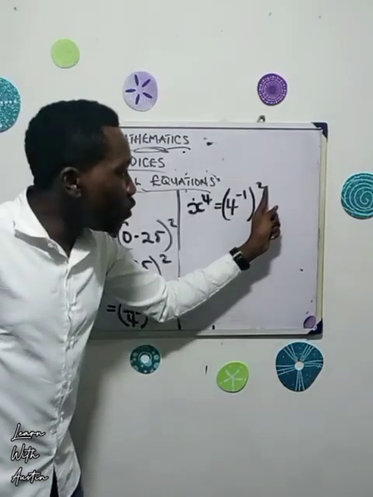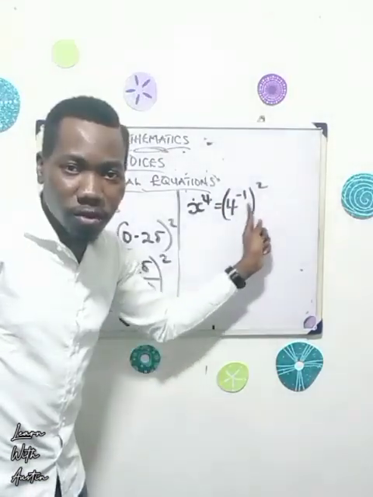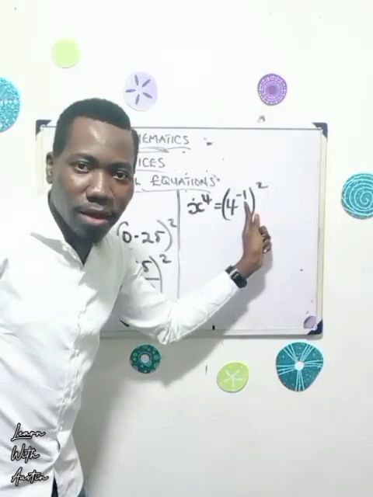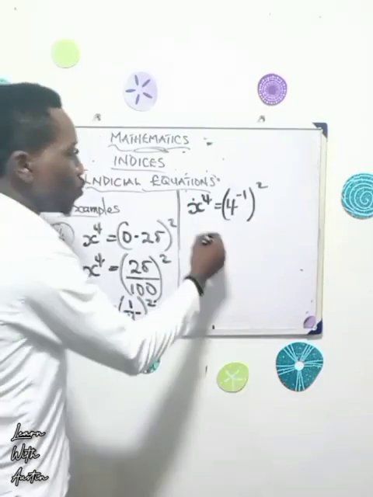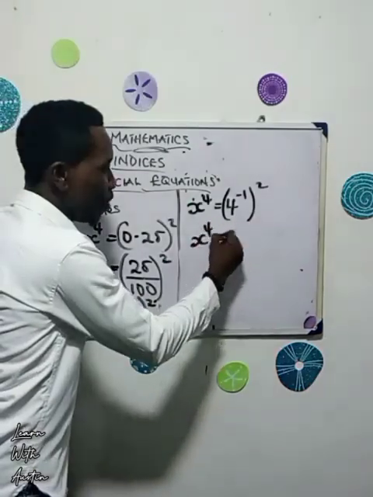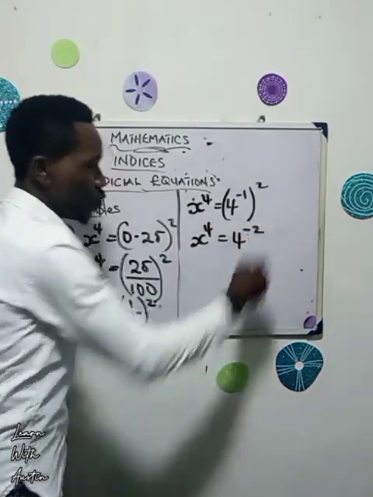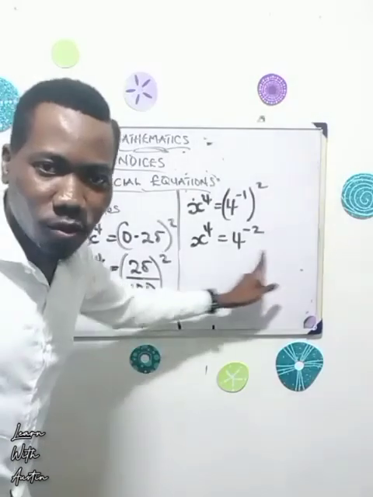Then we apply the rule that says you're going to multiply these powers, right? So minus 1 times 2. Minus 1 times 2 will give us minus 2. So we have x raised to the power of 4 equals 4 raised to the power of minus 2. This is what we have, right?